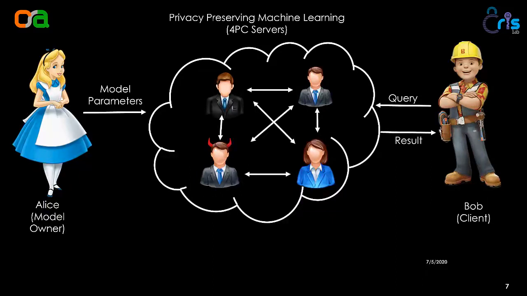And because of the properties of the MPC, we can guarantee that nothing about the model parameters is leaked to Bob, and nothing about the query or the result of Bob is leaked to Alice.